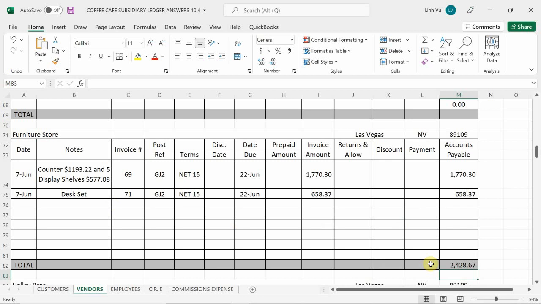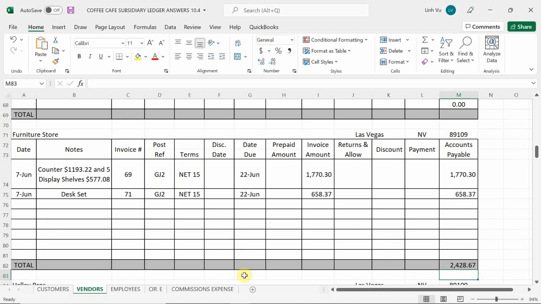All right. Now each line is going to represent one invoice. The columns will give you grand totals at the bottom. So this tells me I owe a total of $2,428.67 across two different invoices. So there you go. We dealt with all three.